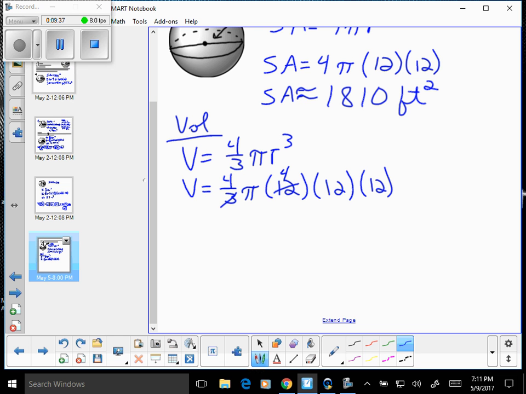So if you note that, hey, my radius can be divided by 3, fine, but remember, you can only cancel the 3 with one of the radii. Now I'm going to get 16 times 12 times 12, and I should get 7,238 feet cubed. Now again, you should be hitting pause, and you should be putting that into your calculator yourself so that you are getting practice doing that.